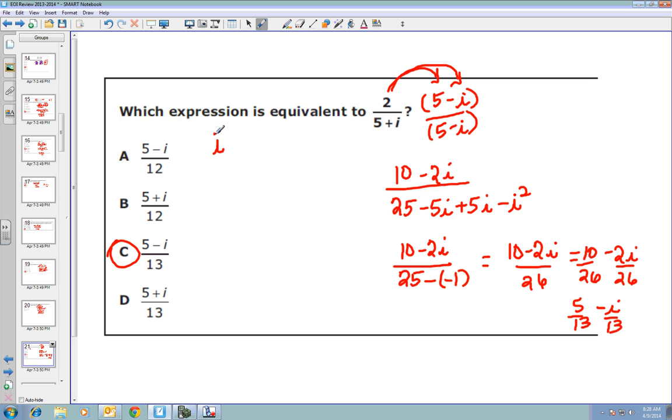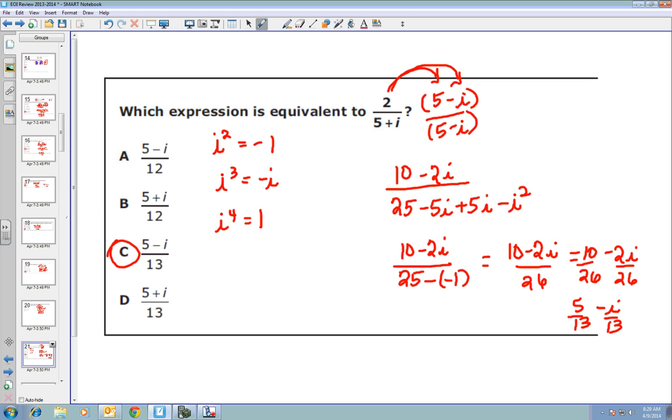Okay, I squared is negative 1. I to the third is negative I. I to the fourth is 1. So that's kind of all of the I problems that they give you.